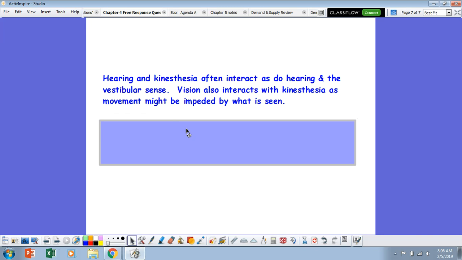And as far as the application of two of these senses, hearing and kinesthesia often interact, as do hearing and vestibular senses. Vision also interacts with your kinesthetic sense, as movement might be impeded by what is seen.